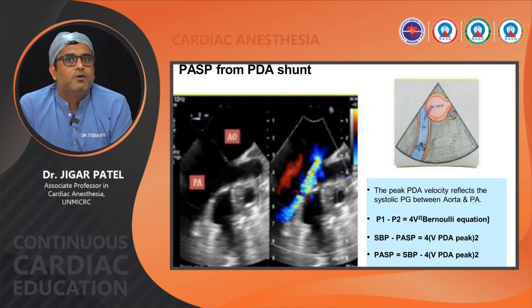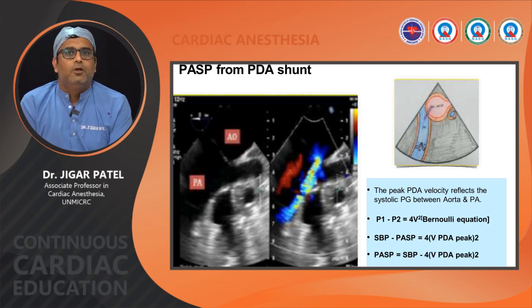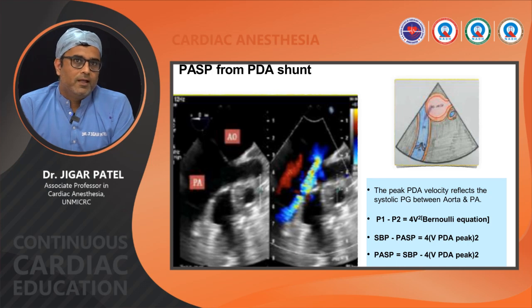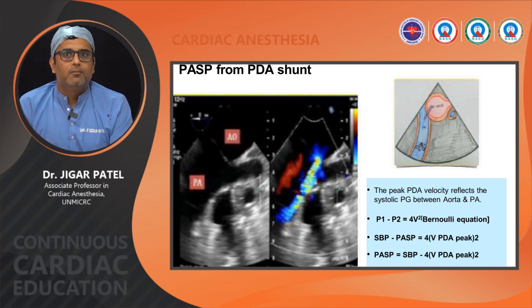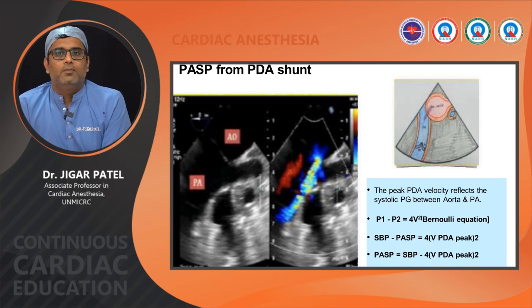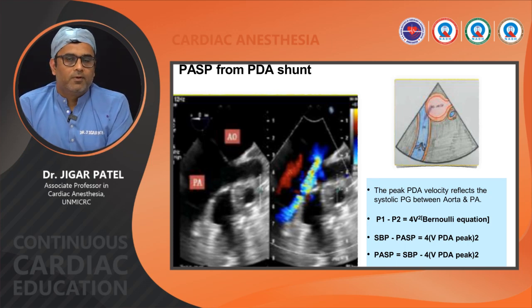So when you apply this Bernoulli equation, you get systolic blood pressure minus pulmonary artery systolic pressure is equal to 4 times the peak velocity across aorta and pulmonary artery. You know systemic blood pressure by hemodynamic measurement. So you can calculate pulmonary artery systolic pressure by subtracting the peak velocity gradient across aorta and PA from it.